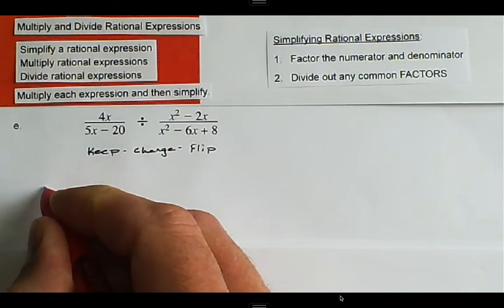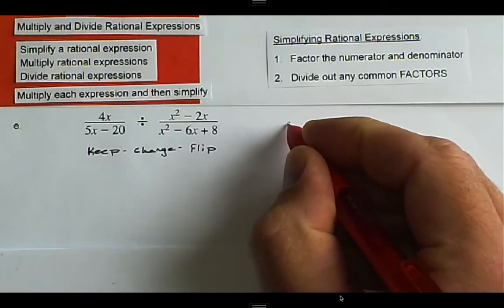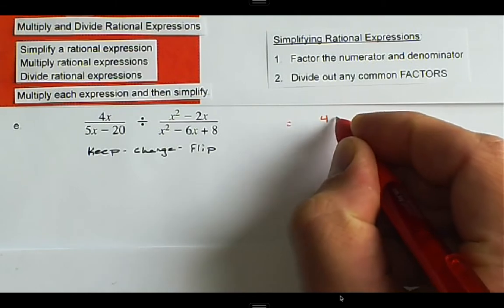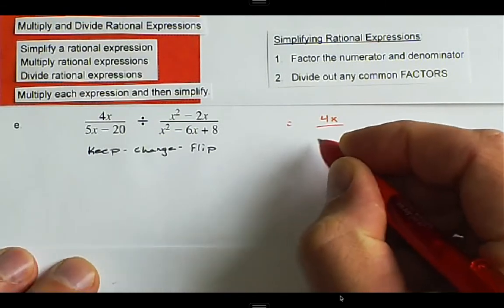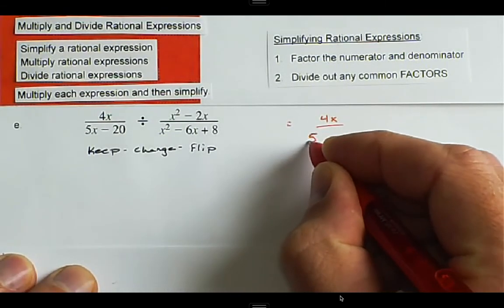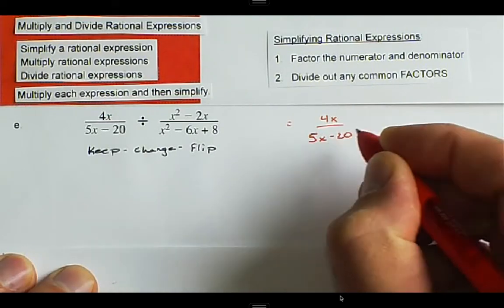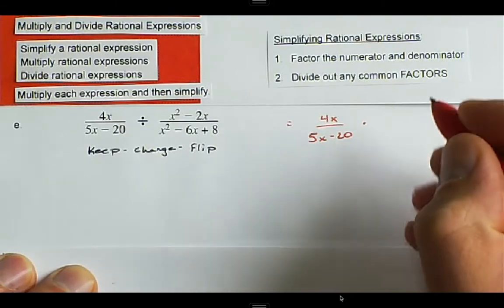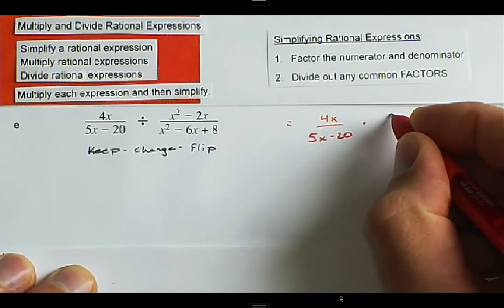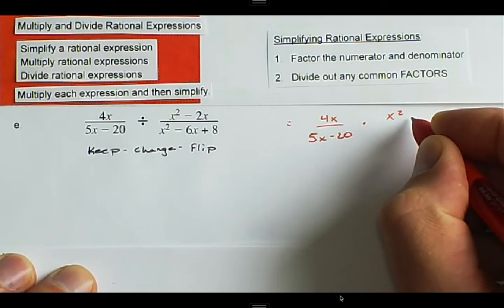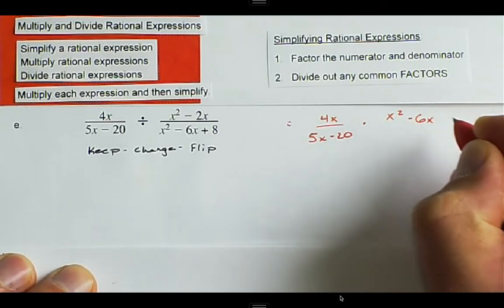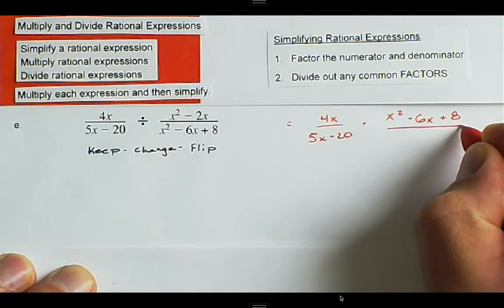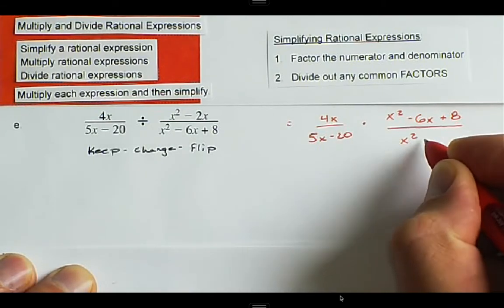So keep, we'll write it over here. Keep, we have 4x divided by 5x minus 20. Change the sign, so multiplication, and then flip. So then we have x squared minus 6x plus 8, all divided by x squared minus 2x.